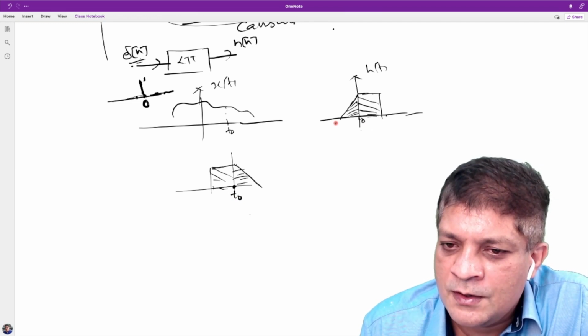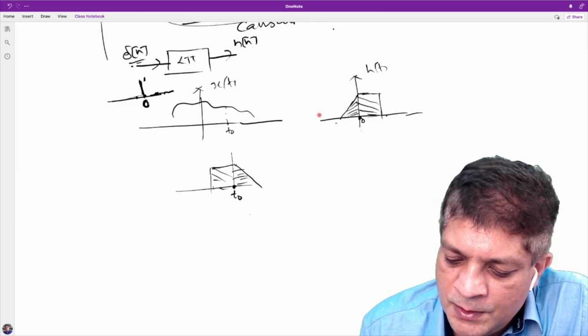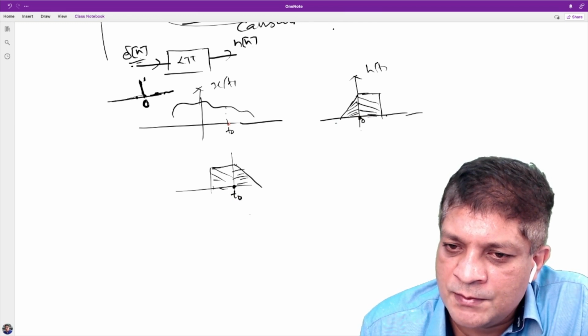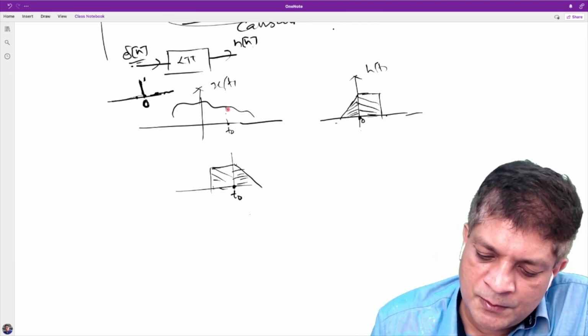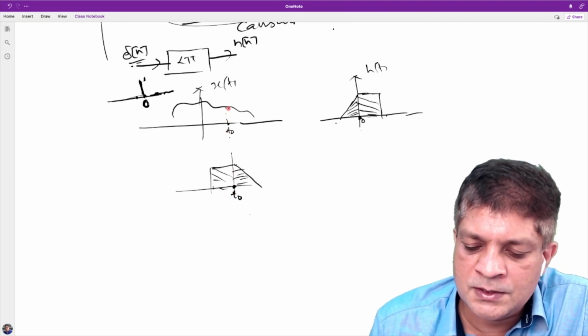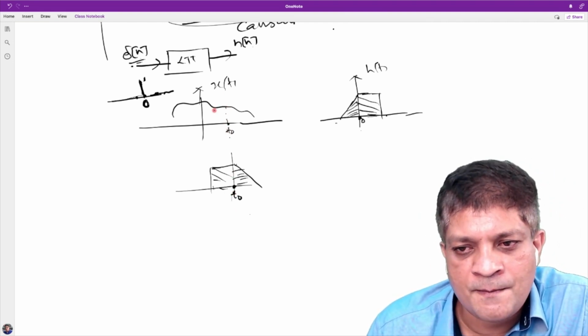If you want to find the output at any instant of time t naught, flip this signal, then move this point to whichever instant we want to find the output. That is the graphical procedure. Now, if you want to find the output, multiply these two signals, find the area. Is it?